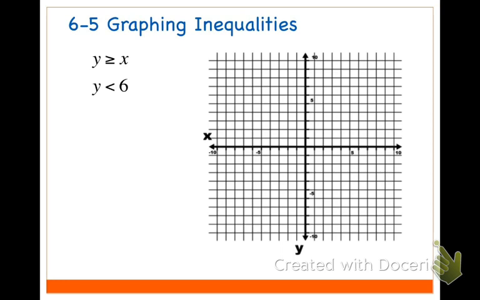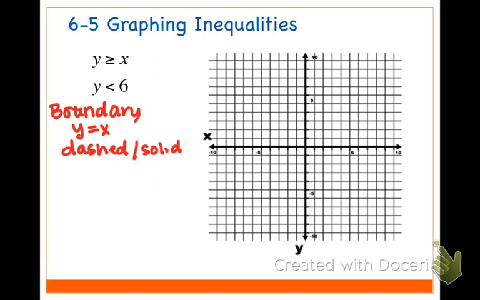So I'm going to look at this first one, y is greater than or equal to x, and what I want to do is graph the boundary line. So my boundary line is going to be y equals x. And then I want to remember if it's going to be dashed or solid. And this one here is going to be solid because we're including that right there. So it's going to be a boundary line. It's going to be a solid line. And my solid boundary line is this y equals x. So that's going to be this line here.